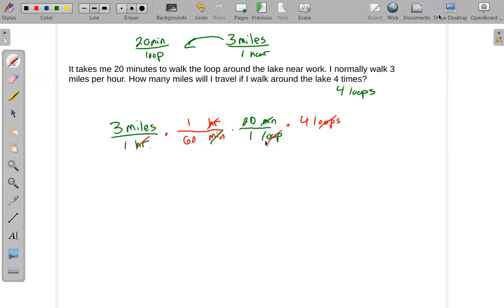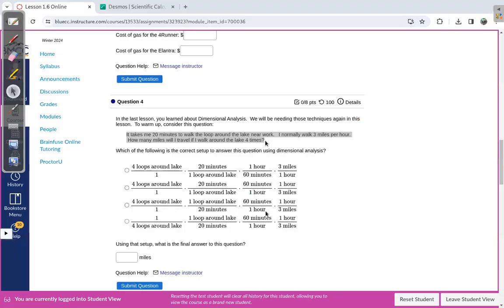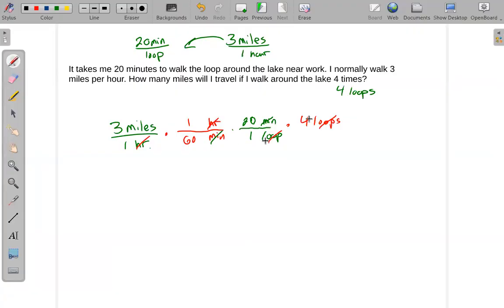Let's see what we have for options here. We've got 4 trips around the lake. I was calling those just loops. I had mine on the end. So that's a good one. The last one is not. So the first 3 on mine are okay because they have the 4 loops on the top. And in my notes here, I've got the 4 loops in the top. I can put it over 1 if it makes us feel better.